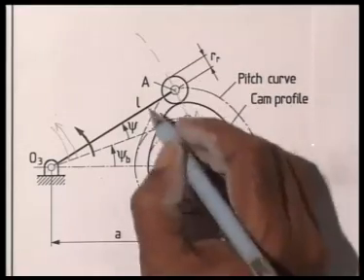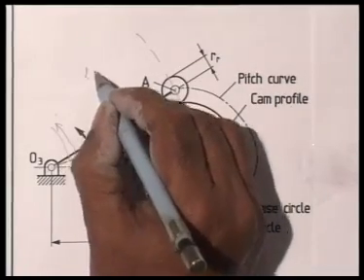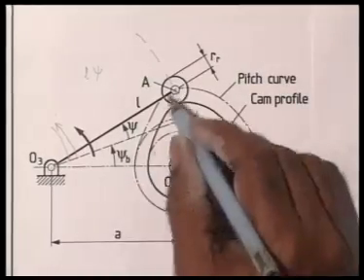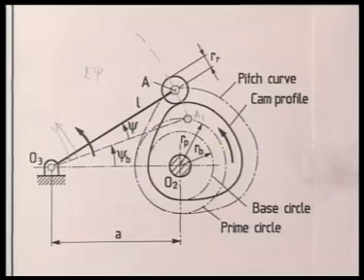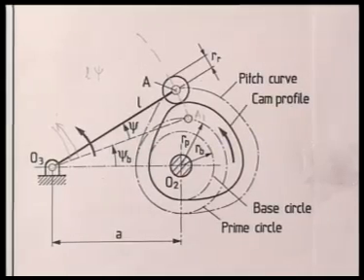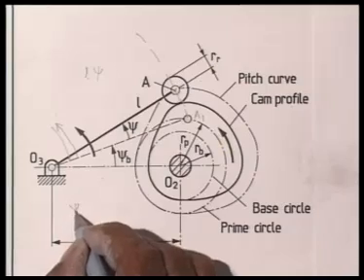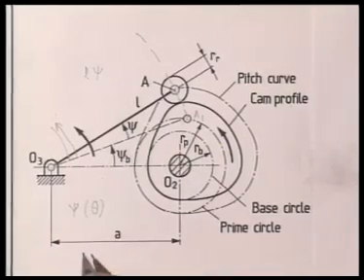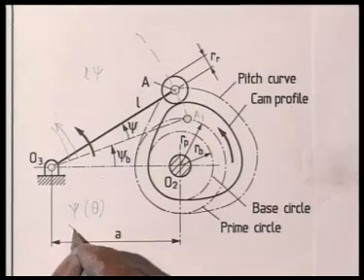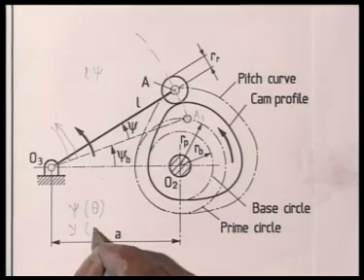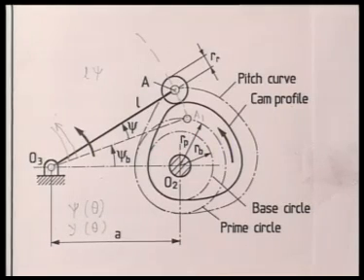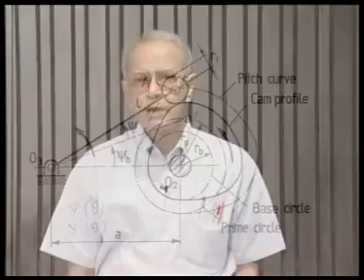And the movement of this will be L times psi along this circular arc, where L is the length O3A. So this is how we describe the movement of the follower, the psi as a function of cam rotation theta, whereas previously for the translating follower we had y, the movement of the follower, as a function of cam rotation theta.